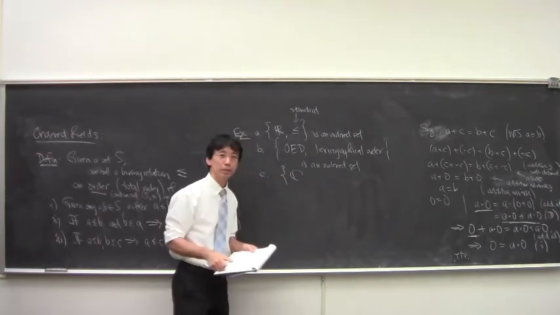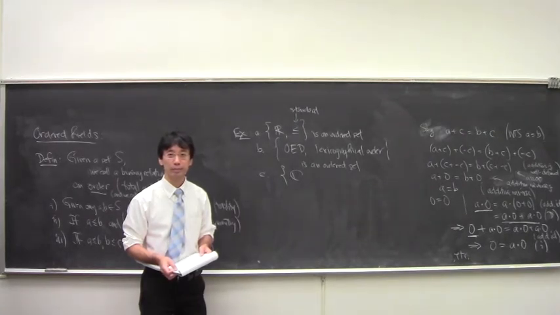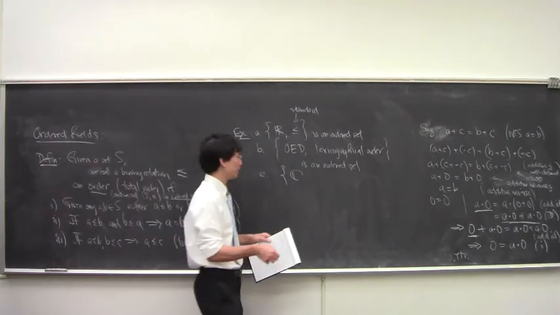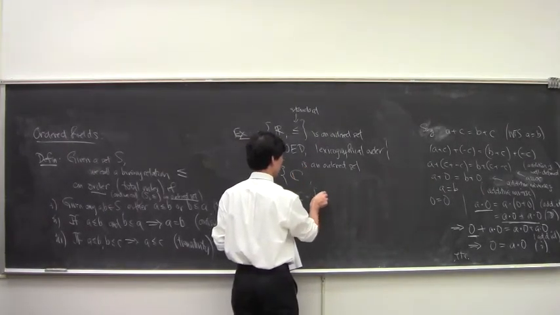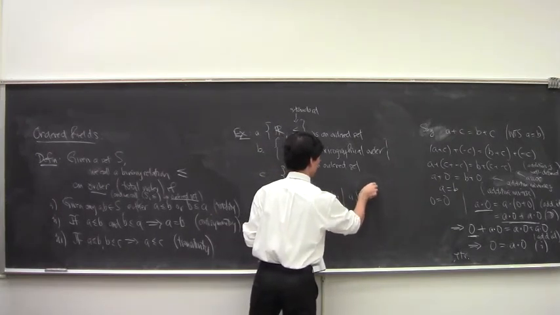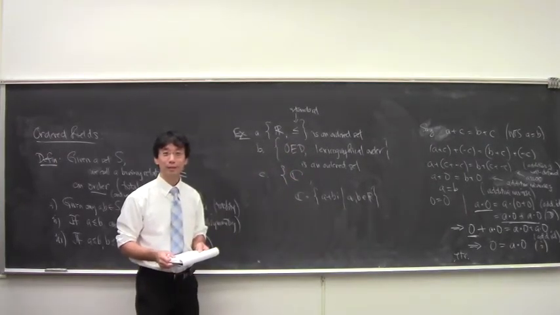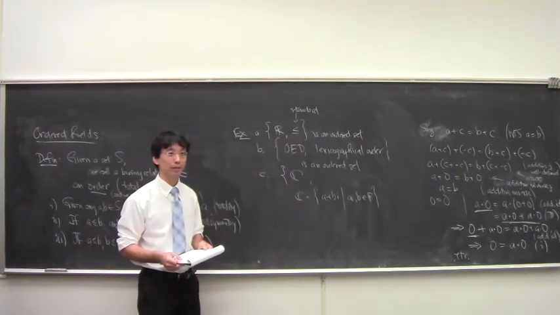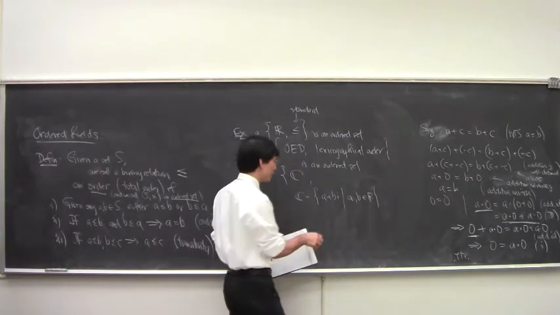If I take the complex numbers, can anyone think of an order on the complex numbers? A way of ordering the complex numbers? Complex numbers are things that look like a plus bi, where a and b are real numbers. There's a funny way of putting an order on it: a squared plus b squared.